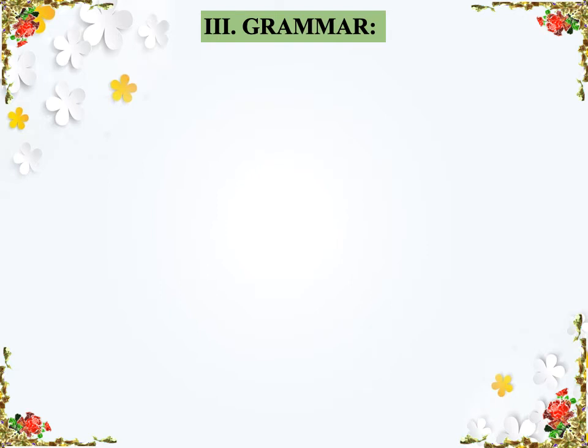We move to part 3, grammar. In this lesson, we review should and shouldn't to express advice. We have the form: subject plus should or shouldn't plus verb base. Example, we should help our people. Children shouldn't climb trees.